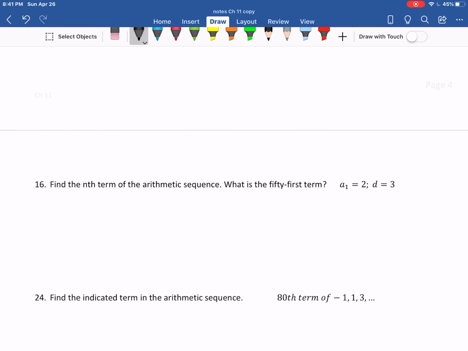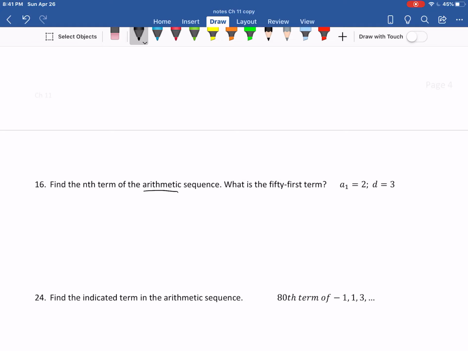For 16, you're asked to find the nth term of the arithmetic sequence. And what is the 51st term? Right, so you don't have a formula yet, but we're going to come up with the formula because you're told the sequence is arithmetic. That's good to know. You're told where to start. a1, the first term, is equal to the value 2. The common difference, d, is equal to 3.